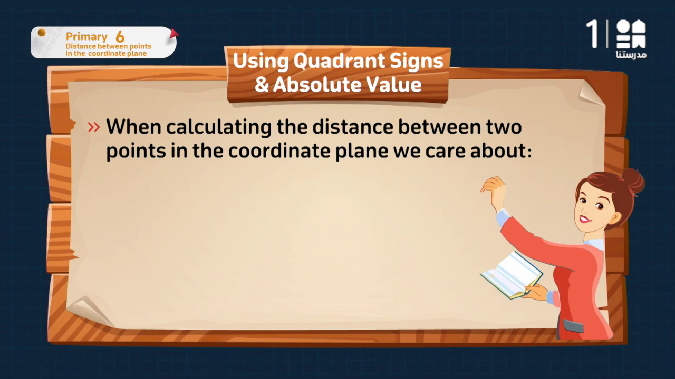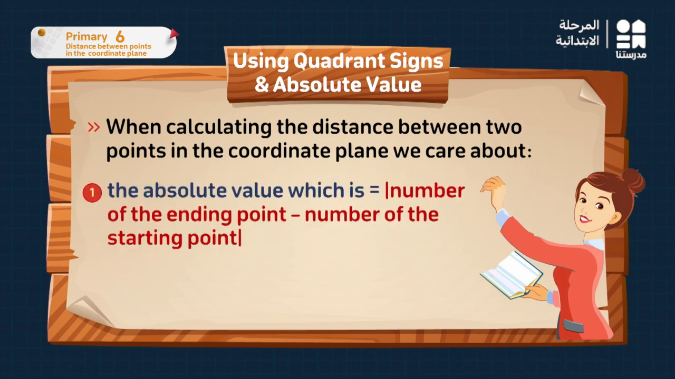طيب, when calculating the distance between 2 points in the coordinate plane we care about two things. أول حاجة, the absolute value اللي هي عبارة عن the number of the ending point minus the number of the starting point. يعني ايه الكلام ده؟ طيب انا عندي بحدد البوينت بتاعتي، اوكي، بيبقى عندي 2 points، point A و point B، اوكي، زي ما هنشوف في الاكزامبلز قدام.